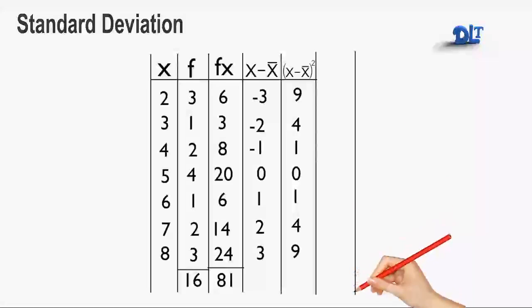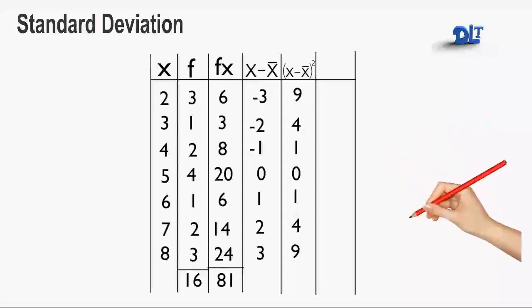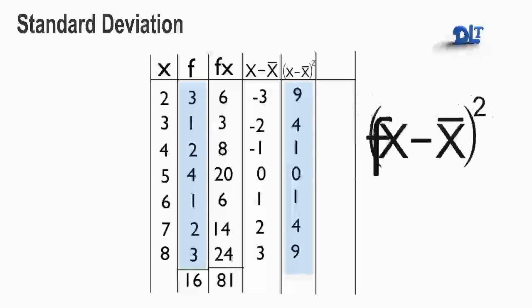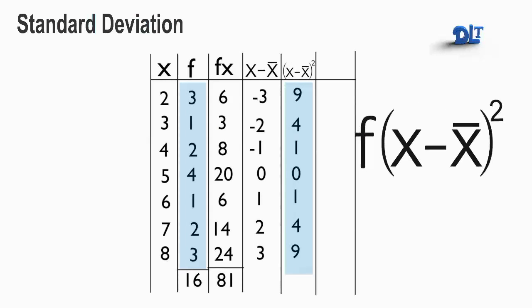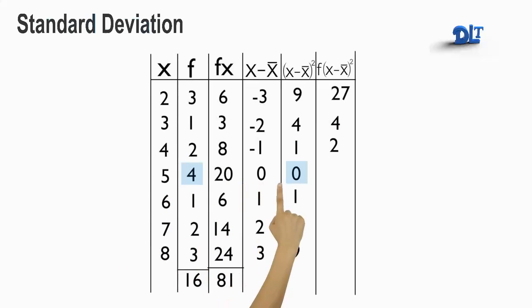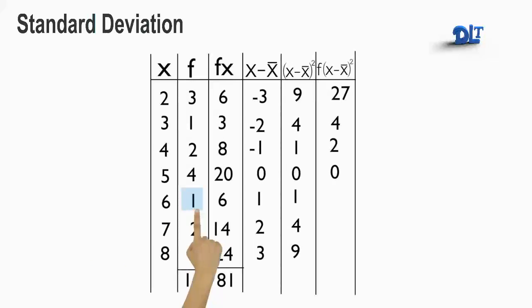Draw another column. And we will call it f, multiply by x minus x bar, raised to power 2. That means we will multiply each of them by their frequency. 3 multiply by 9, 27. 1 times 4, 4. 2 times 1, 2. 4 times 0, 0. 1 times 1, 1. 2 times 4, 8. 3 times 9, 27.